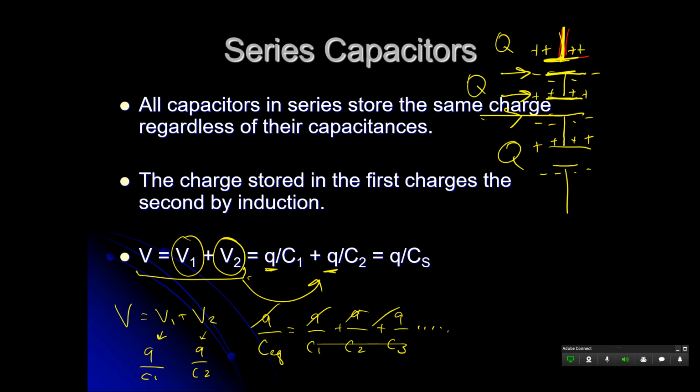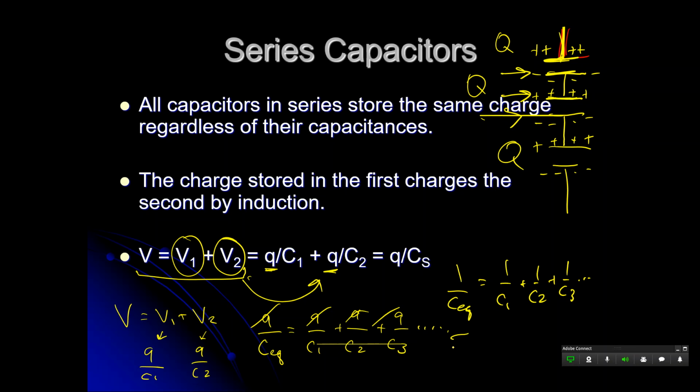And if I cancel all my Q's, what am I left with? 1. So I'm going to have 1 over CQ is going to be equal to 1 over C1 plus 1 over C2 plus 1 over C3, et cetera. What does that look like? Resistance in parallel, all right? You see, it's kind of the opposite of what you studied when you did resistors, right?